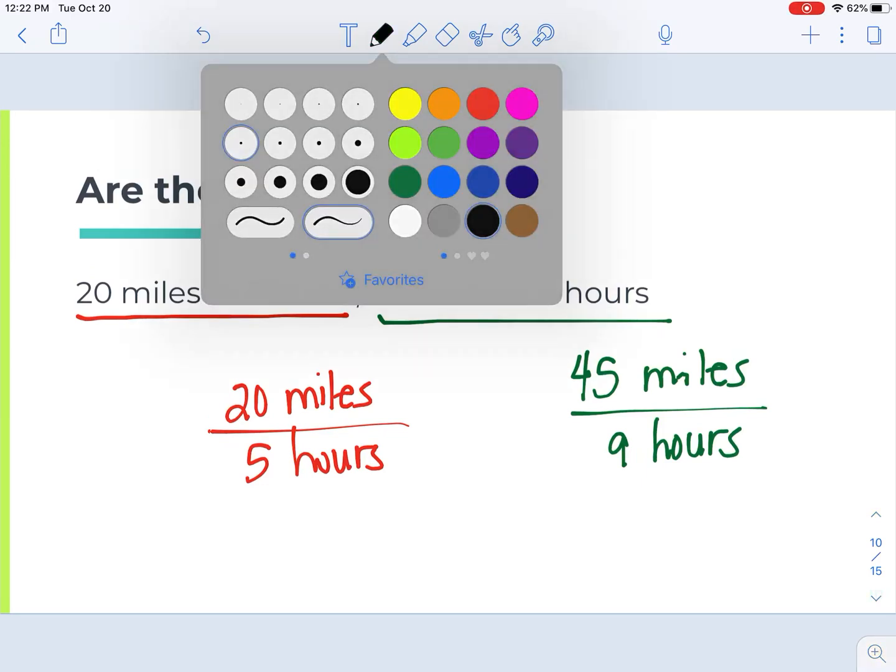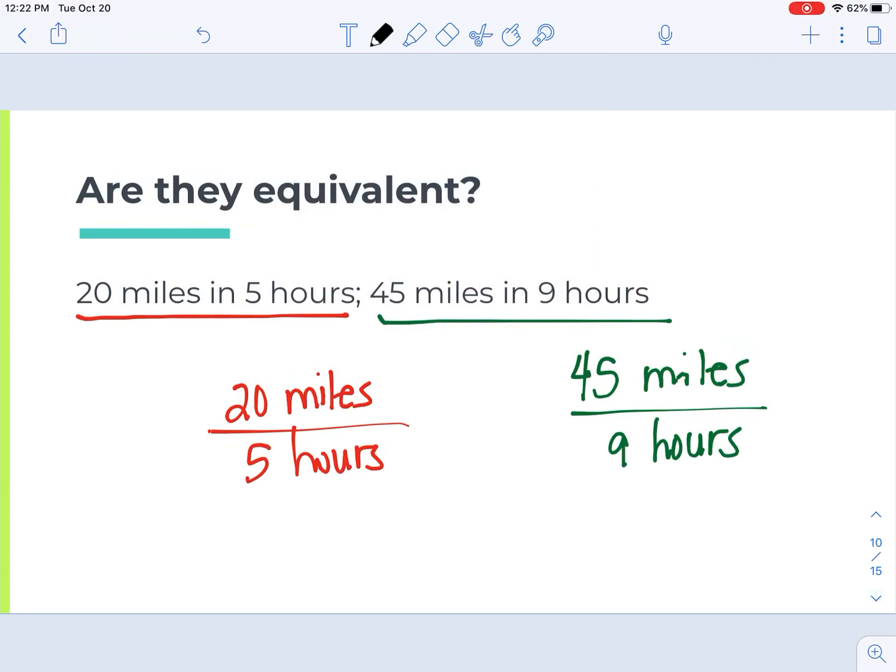So let's say you want to use the equivalent fraction strategy. That means you want to find something that you can multiply or divide by to get from one to the other. Is there anything I can multiply 5 by to get to 9? I can't think of anything. And I don't know what I can multiply 20 by to get to 45. So that doesn't mean that they're not equivalent. That just means that that strategy isn't going to work for us.